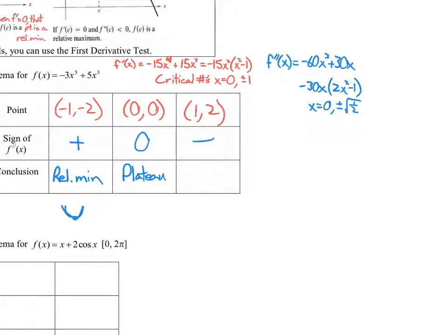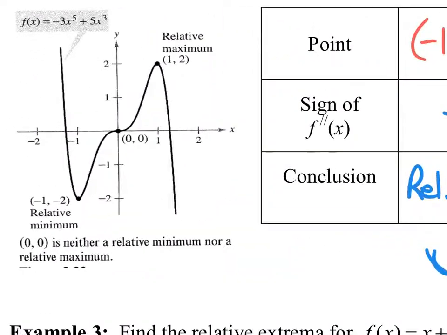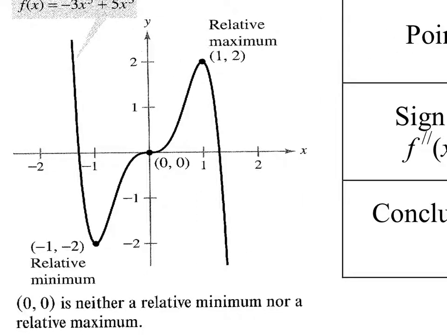And then here at 1, 2, since the first derivative is 0 and my second derivative is negative, I have a relative max. The zeros of the second derivative are just telling you where it's switching concavity. Let me show you this on the graph. Here we can confirm, here's that plateau where both the first and second derivatives are 0. Here's where the first derivative is 0 and the second derivative is positive. And here is where the first derivative is 0 and the second derivative is negative.